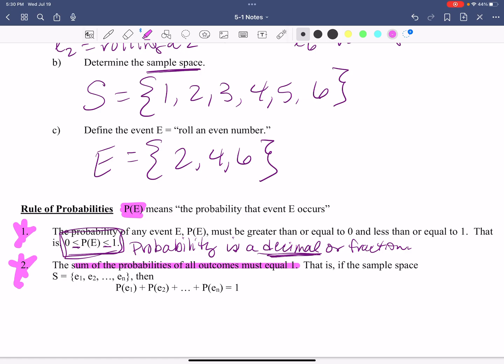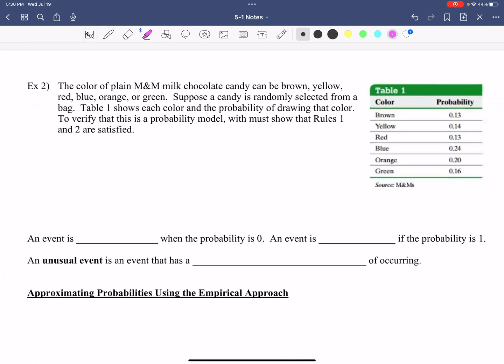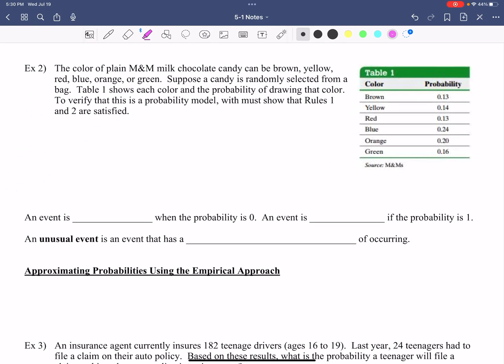All right, have I beaten that drum enough? Have you got that? All right. Let's try to switch pages here. Let's put it into effect.